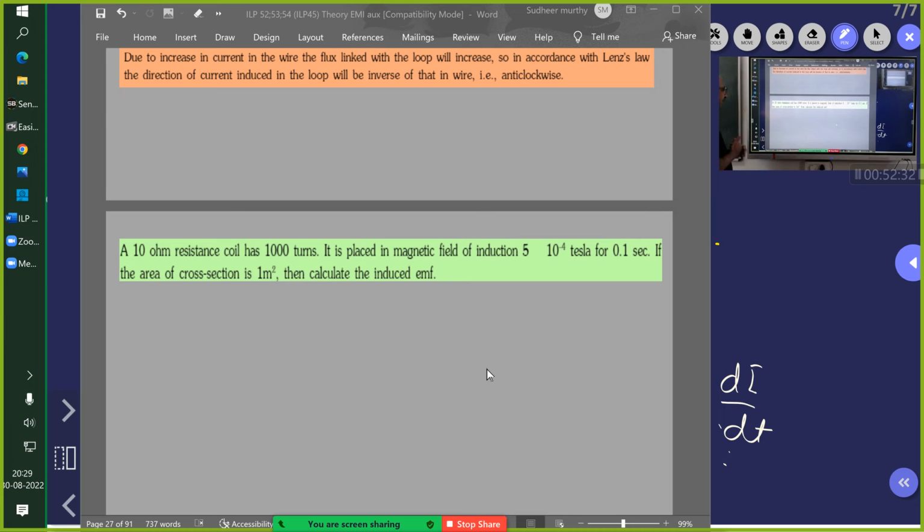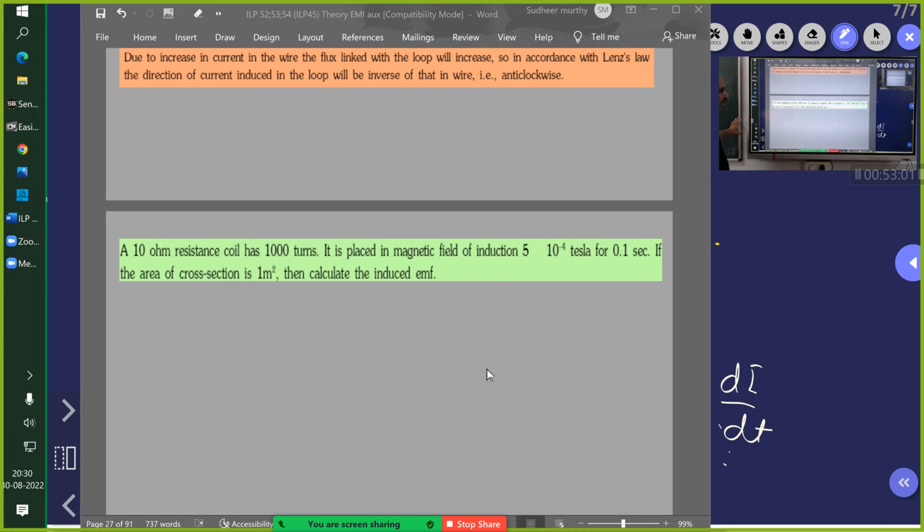Okay. Somebody can make the strategy here. Very simple. N is given here. Magnetic field is given here, and area is given. So B into A you get, and they have given you time, delta T. So B into A divided by time is going to give you E, and into 1000 you should do. So then you will get the induced EMF.